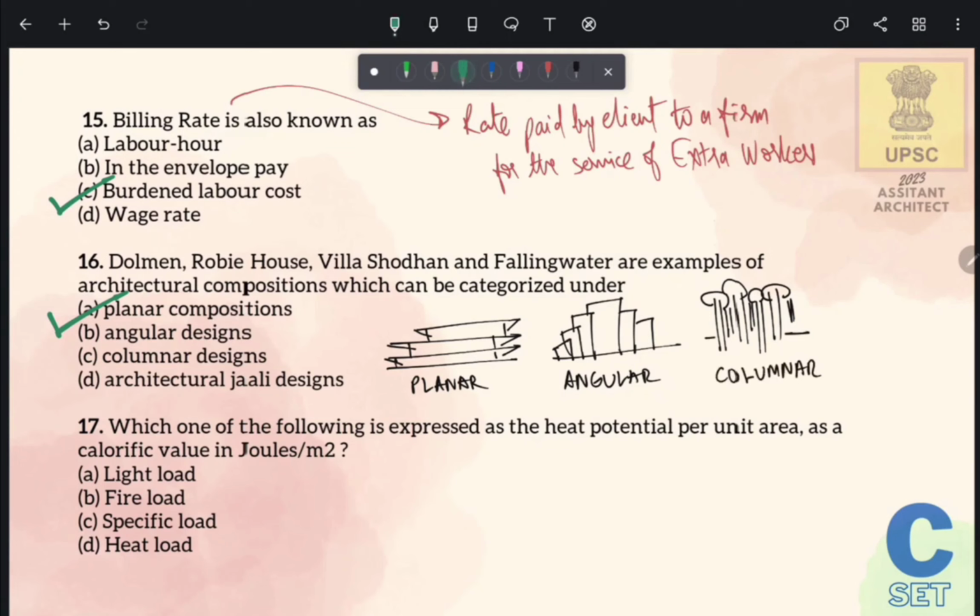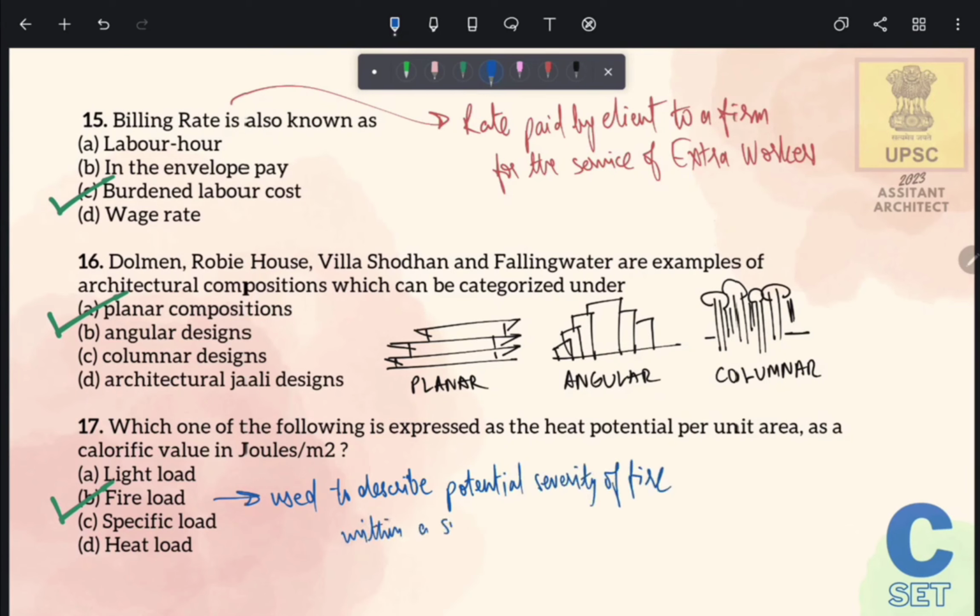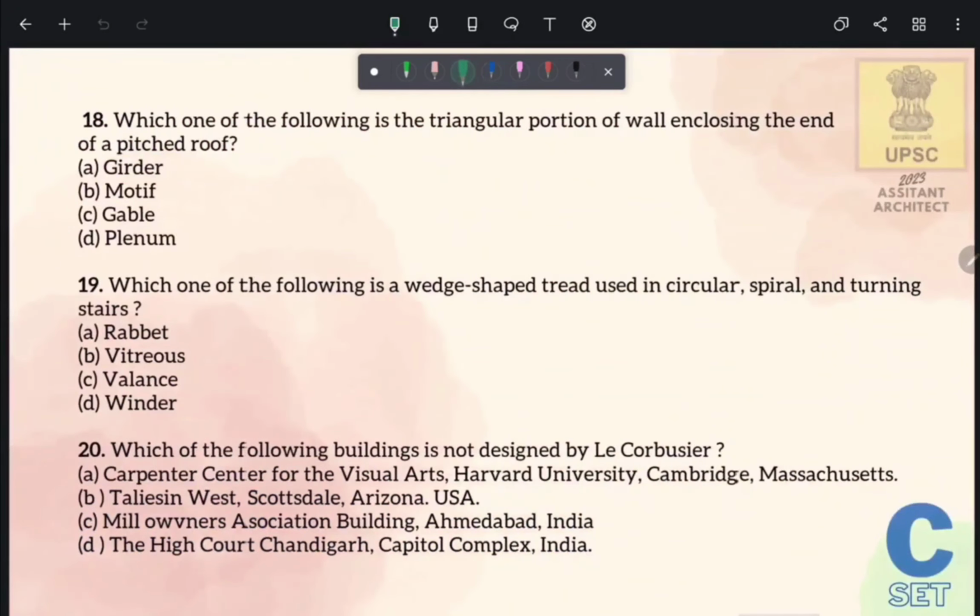Next is question number 17. Which one of the following is expressed as the heat potential per unit area as a calorific value in joules per meter square? So the correct answer of this question is option number B, fire load, and it is expressed in calorific value in joules per meter square, and it is used to describe potential severity of fire within a specified area or space.